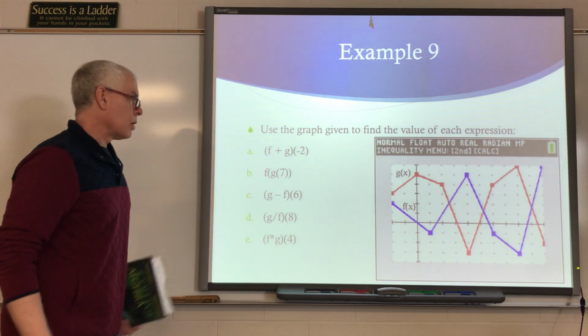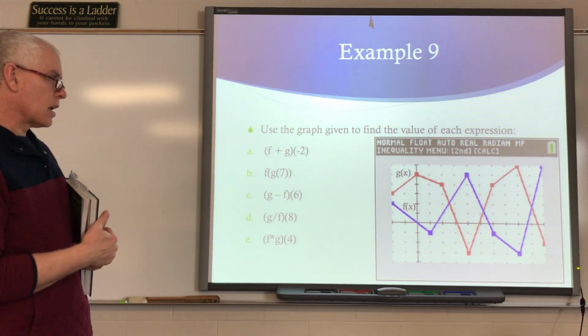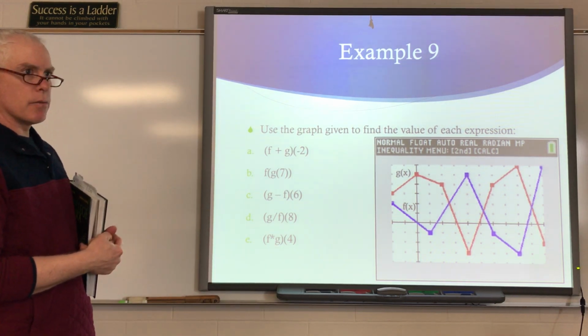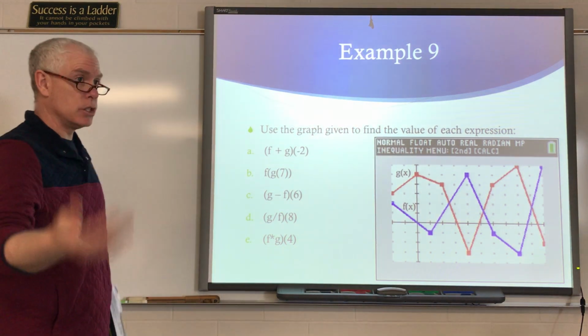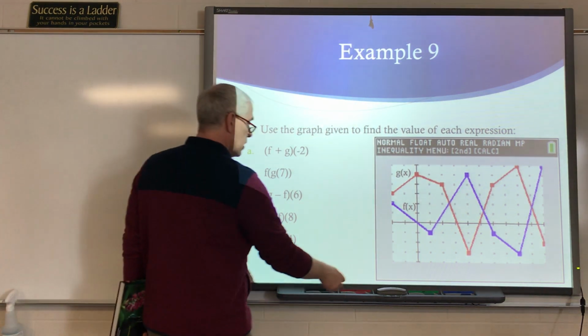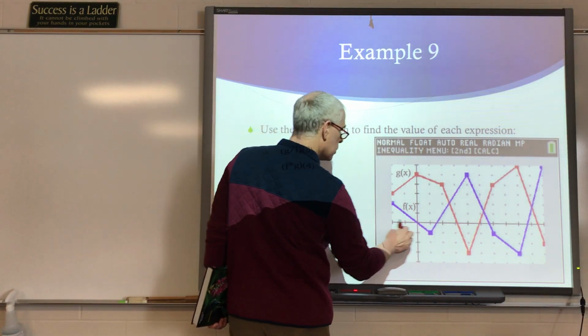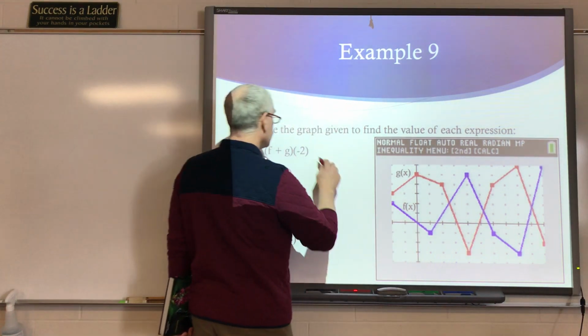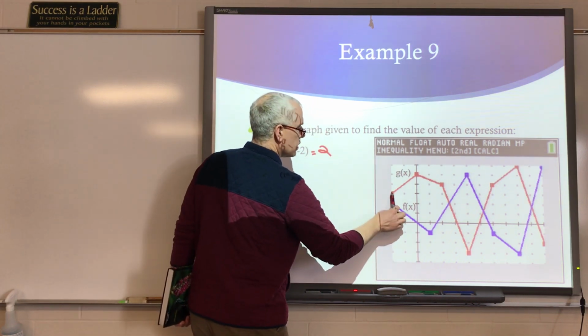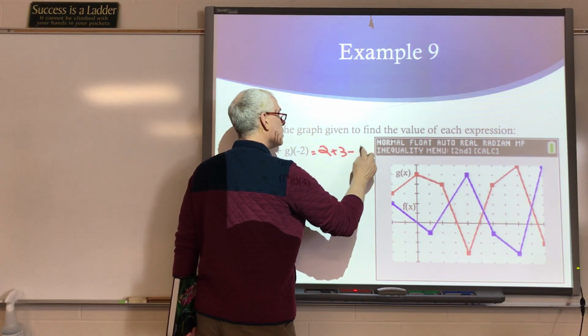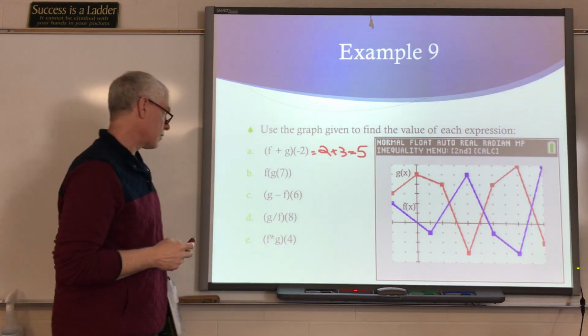Okay? What about an example like this? So you've got a graph, and they want me to find f plus g of negative 2. Well, remember, that's f of negative 2 plus g of negative 2. Okay? So f of negative 2 is just 2. Okay? And g of negative 2, the g function here is at 3. So that's just going to be 5.